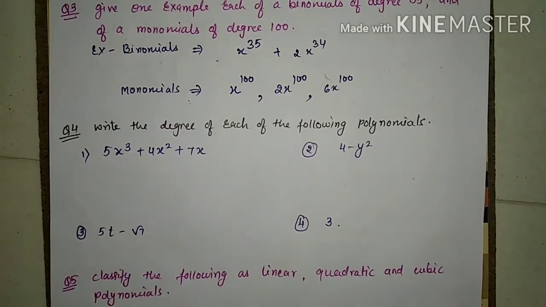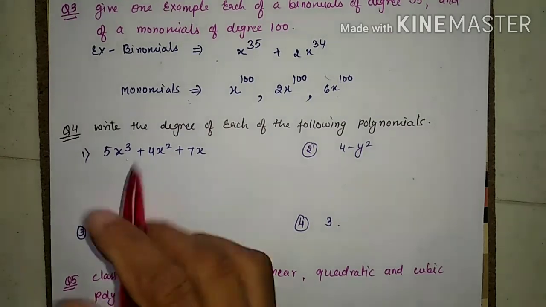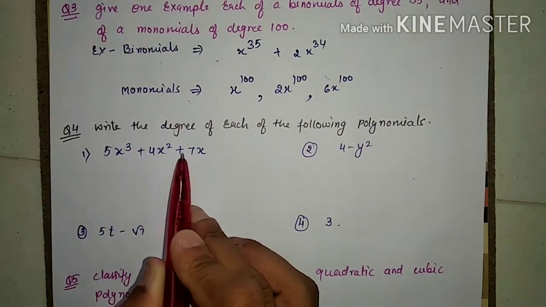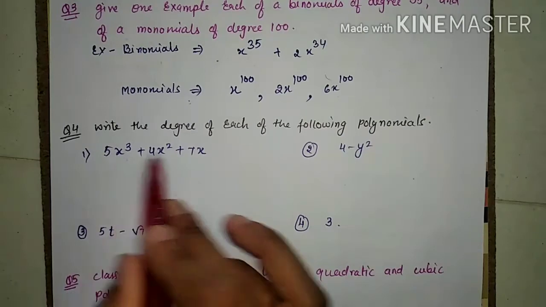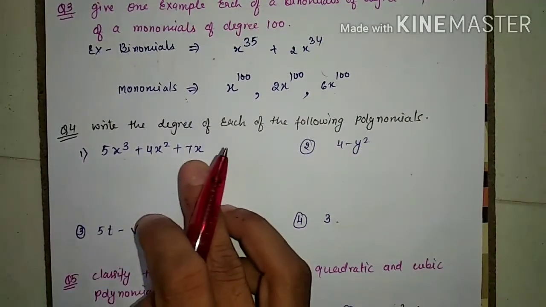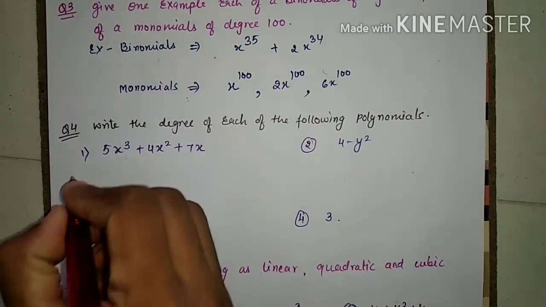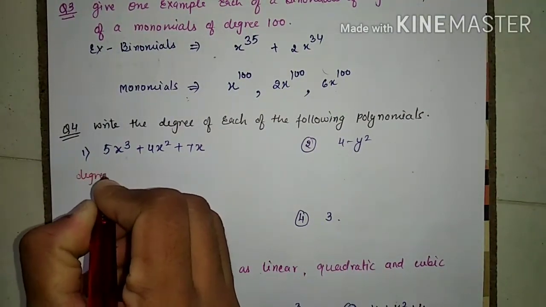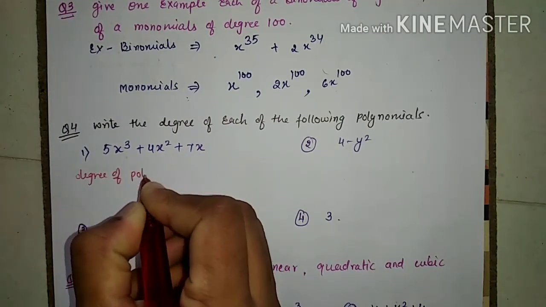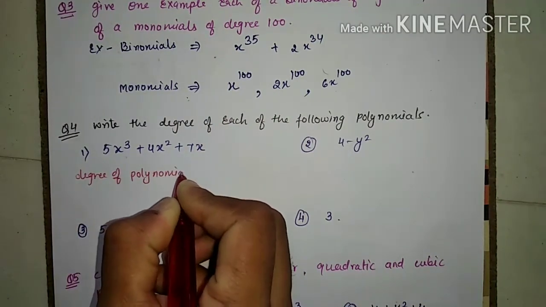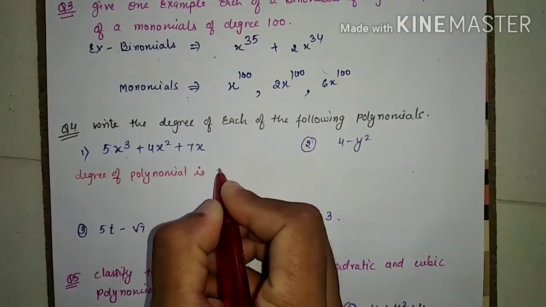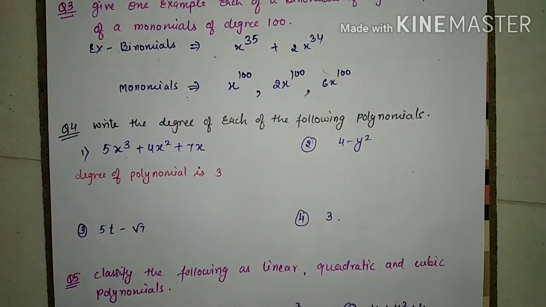Write the degree of each of the following polynomials. We have done the theory part of the degree of a polynomial. What is the degree of a polynomial? The highest degree of any polynomial. Highest degree, in the sense 5x cubed plus 4x square plus 7x. Now tell me in this polynomial which is the highest degree? 3, 2 or 1? Obviously 3. So what can you write? Degree of polynomial is 3. Is it clear?